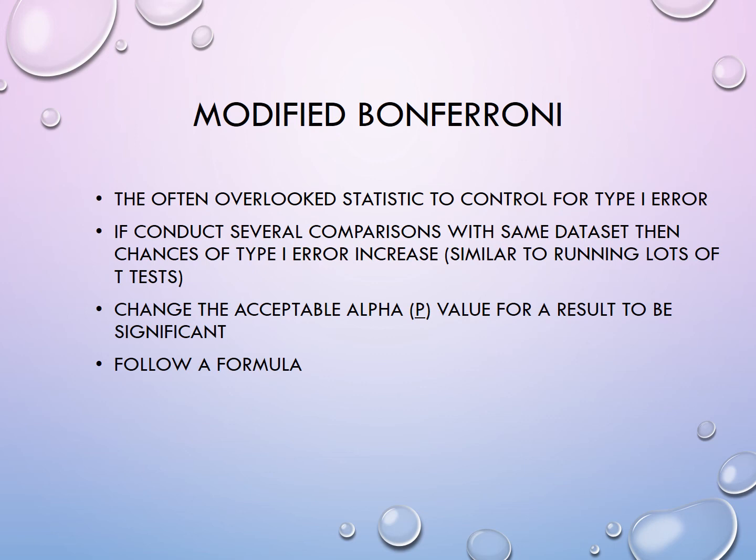Because if you remember, the more analyses you do with a set of data, the more likely you are to randomly get something to be significant when it's not. And you don't want that. So you're trying to control for type 1 error rate by doing something called a modified Bonferroni. This is done when you have conducted a lot of comparisons with the same data set, which increases your chance of type 1 error. This is similar to running a lot of t-tests on the same data. So you change the acceptable p-value. Instead of using .05 as your cutoff, you're going to lower that to a lower number, and that's going to be your cutoff of what is significant.